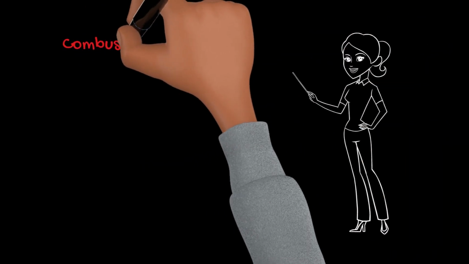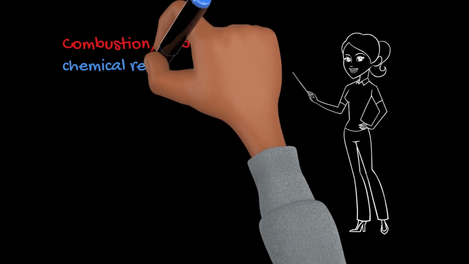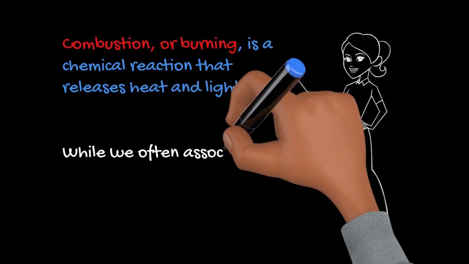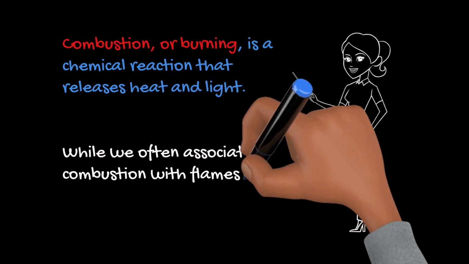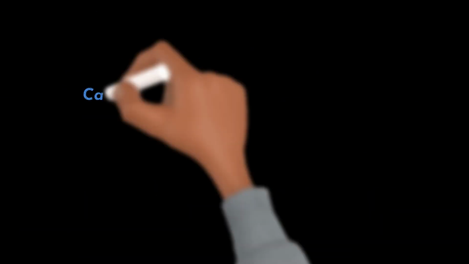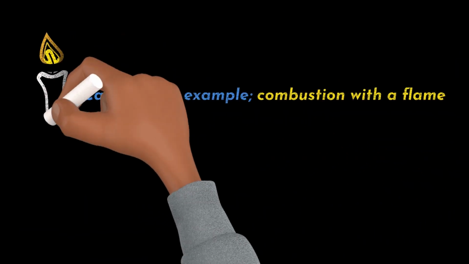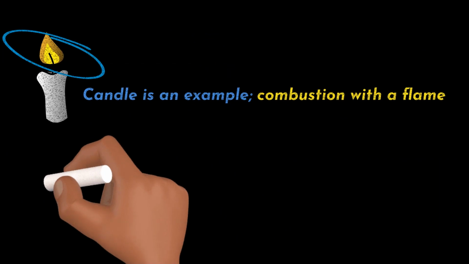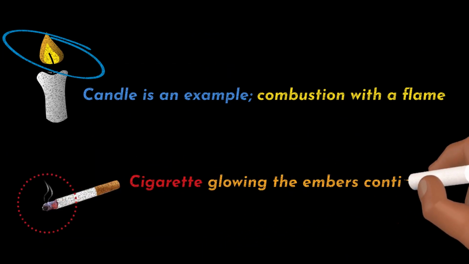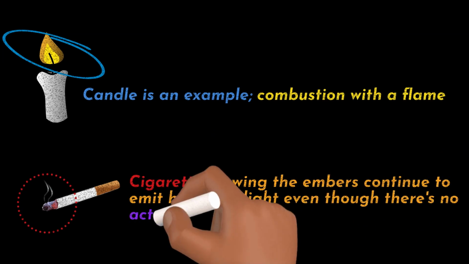Combustion or burning is a chemical reaction that releases heat and light. While we often associate combustion with flames, it can actually occur without them as well. A candle is an example of combustion with a flame. While a cigarette glowing, the embers continue to emit heat and light even though there is no active flame.